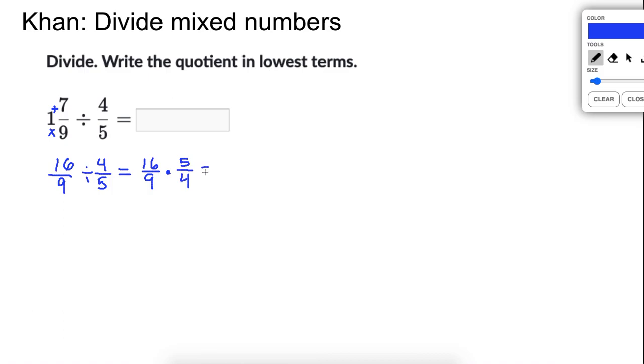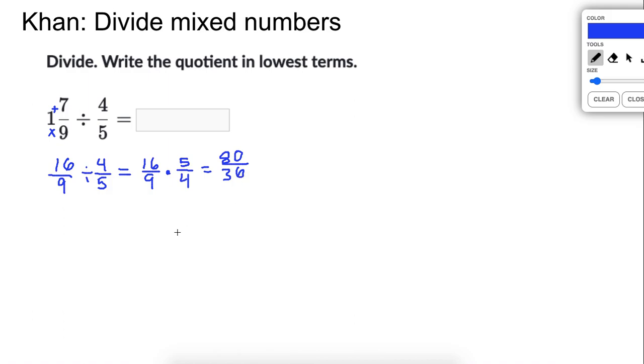Okay. Then we just multiply straight across. 5 times the 10 in this number would be 50. 5 times the 6 would be 30. So 50 plus 30 gives us 80 there. And 9 times 4 is 36.